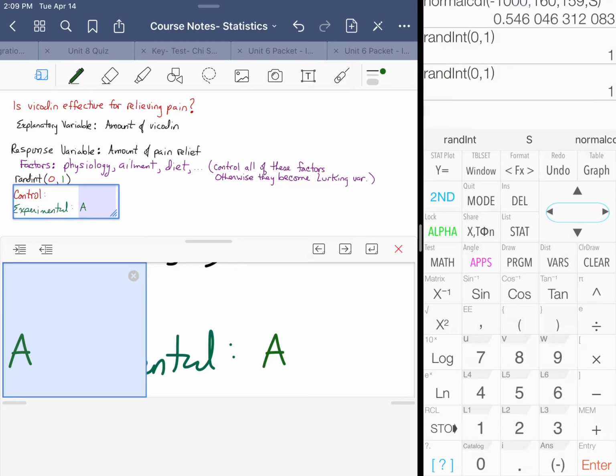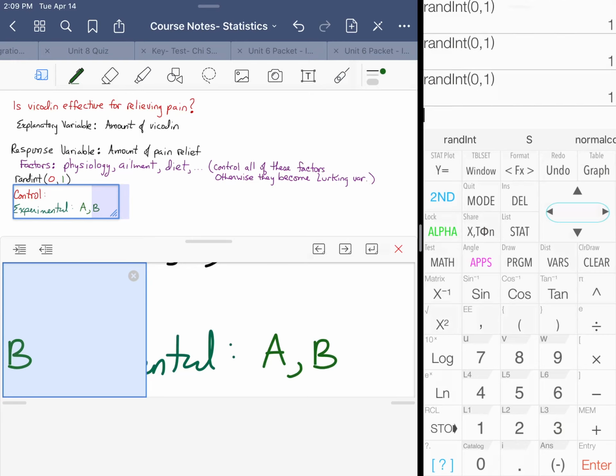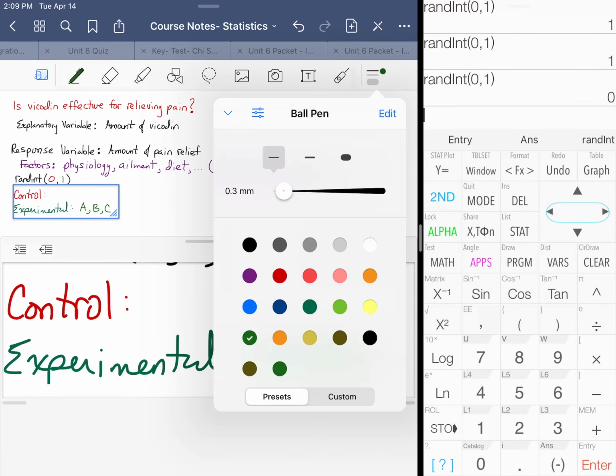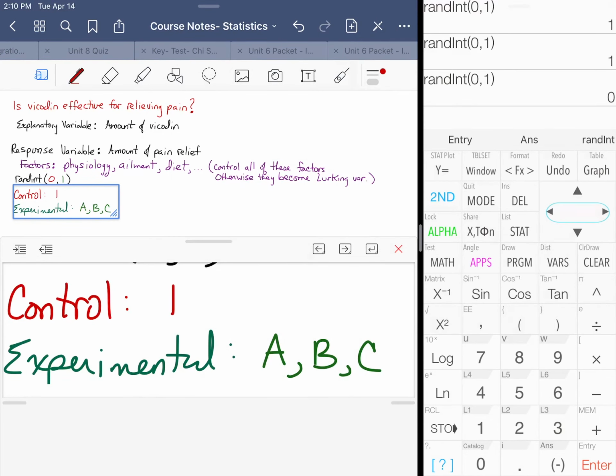On your calculators, if you just hit enter again, it'll redo the random integer. I have to do the additional step. B is also going in the experimental group. C is also going in the experimental group. Let me see if I could do it as a second entry. D is going in the control group.